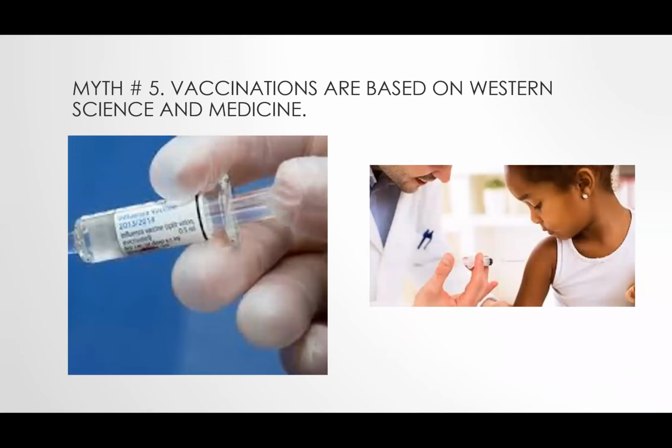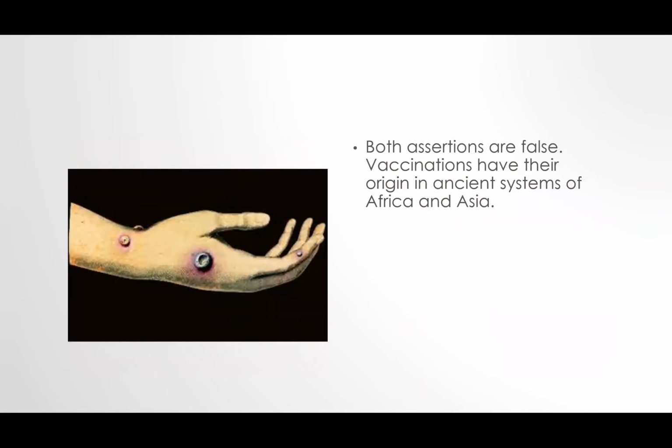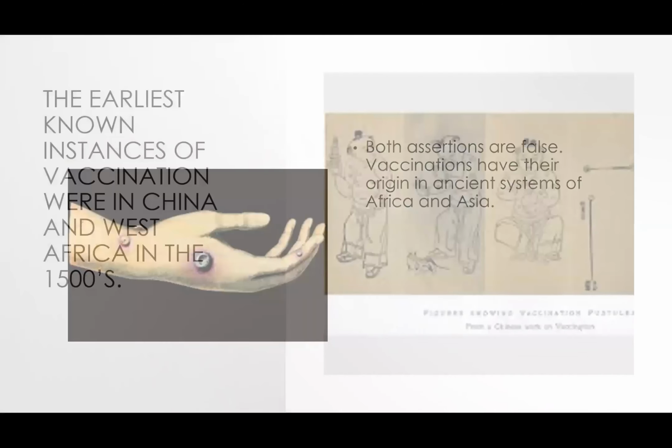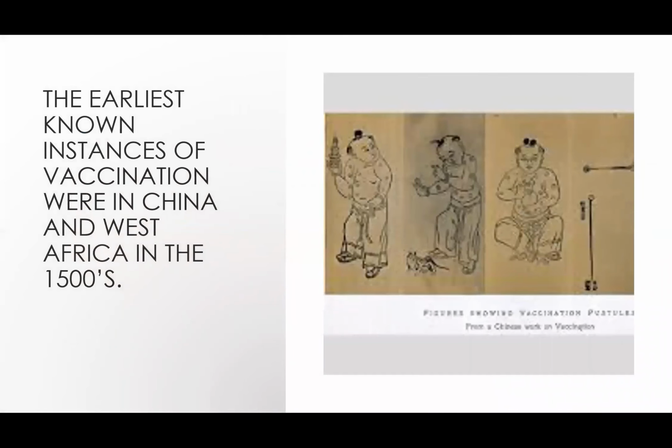Myth number 5. Vaccinations are based solely on Western science and medicine. Both assertions are false. Vaccinations have their origin in ancient systems of Africa and Asia. The earliest known instances of vaccination were in China and West Africa in the 1500s.